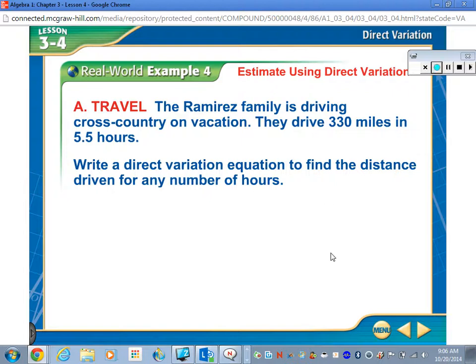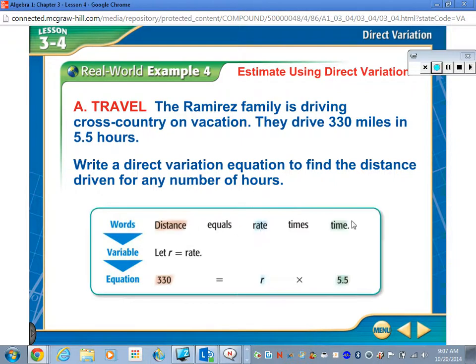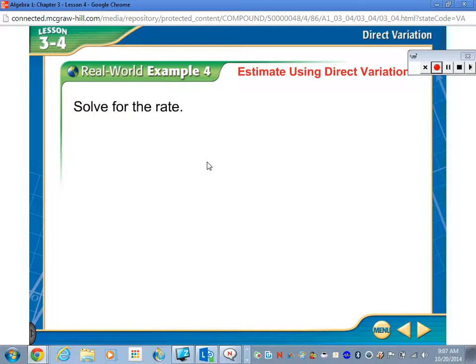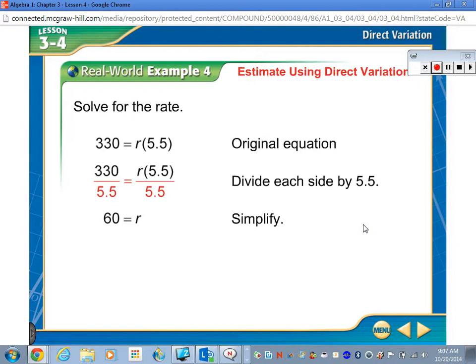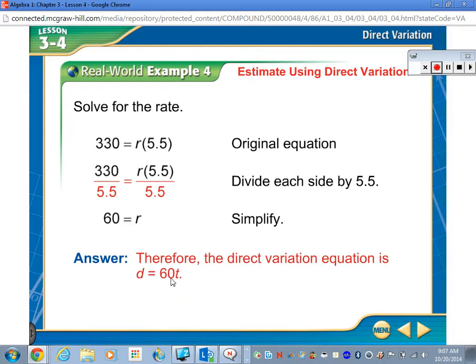And so what you're doing is you're using the formula distance equals rate times time. Hopefully you have seen that formula before. So if you let R equal rate, then it's 330 equals R times 5.5. All right, so when you do that and you solve for the rate, you're substituting in, so we're trying to find R. So you're going to divide both sides by 5.5, and you're going to find that the rate is 60. Okay, so now we know our equation is D equals 60T.